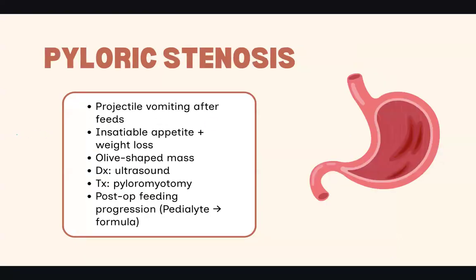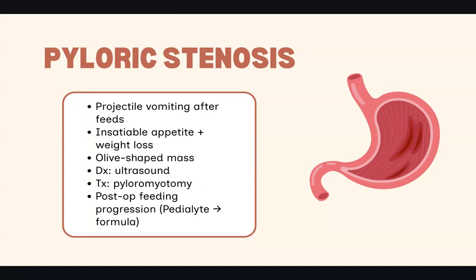All right, so the next one is pyloric stenosis. It is pretty much a very classic pediatric GI emergency. The hallmark sign for pyloric stenosis is going to be projectile vomiting immediately after feeding. So they're going to eat and then just immediately projectile vomit. These infants are normally going to be hungry right after vomiting because it's an endless cycle. They eat, they vomit, and they're still hungry because their stomach's empty.